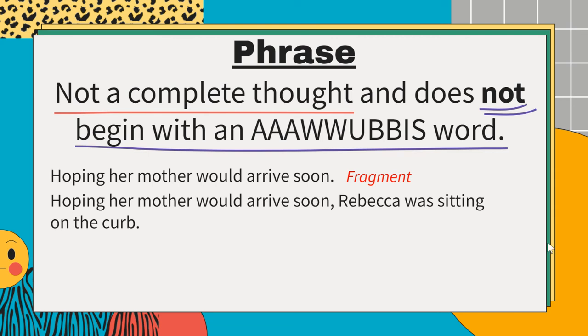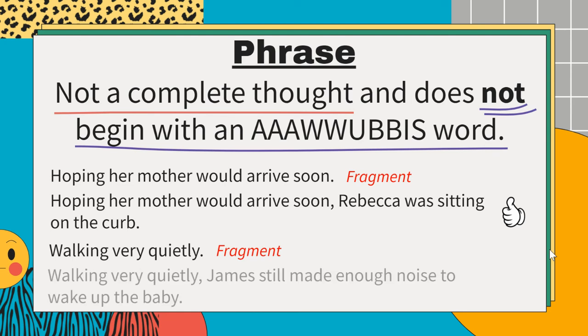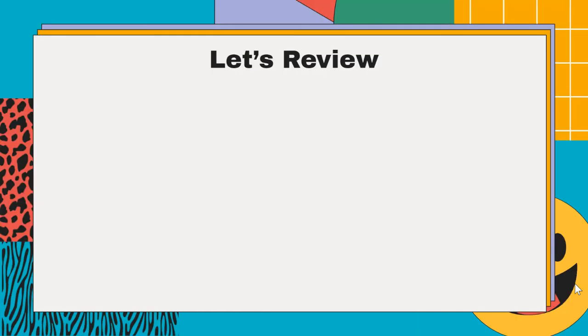But if I said, hoping her mother would arrive soon, comma, Rebecca was sitting on the curb, well, that's a good sentence. Similarly, if I said, walking very quietly, again, that's just a phrase. I don't know what that means. That's a fragment. But if I said, walking very quietly, James still made enough noise to wake up the baby, that's a good sentence because this is just giving me extra information up front before I give you my actual independent clause sentence.